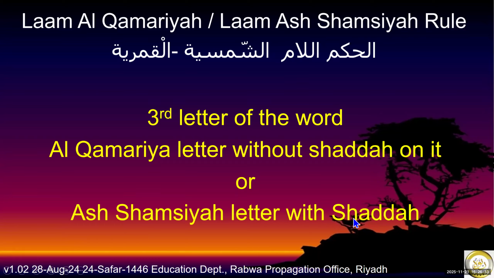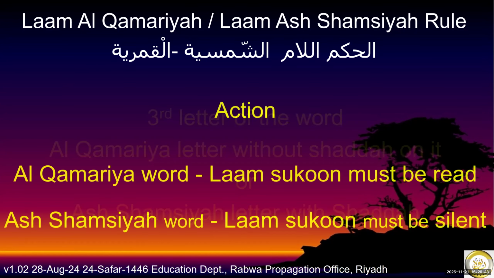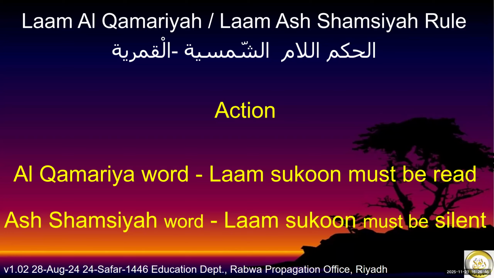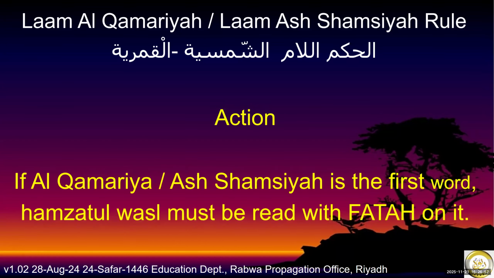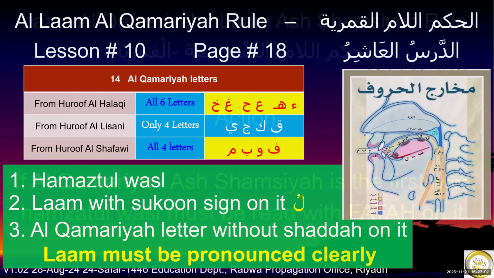If the word is Shamsiya, then you must find shadda on the third letter. If it is a Qamariya word, you must find the half moon on the lam. So Qamariya is having its sign, Shamsiya is having its sign. In a Lam Qamariya word, the lam must be pronounced. In a Lam Shamsiya word, the lam must be kept silent. This is the rule. Then if Qamariya or Shamsiya is the first word, Hamzatul Wasal must be read with the Fatha on it.